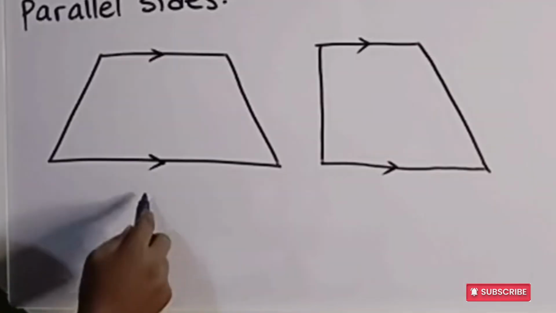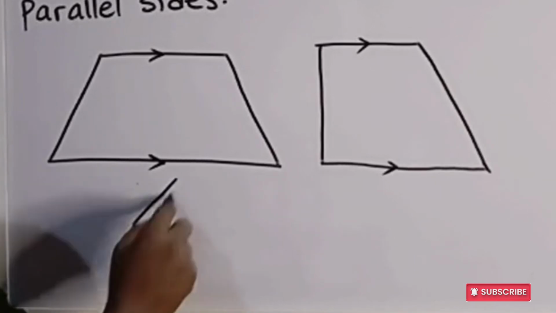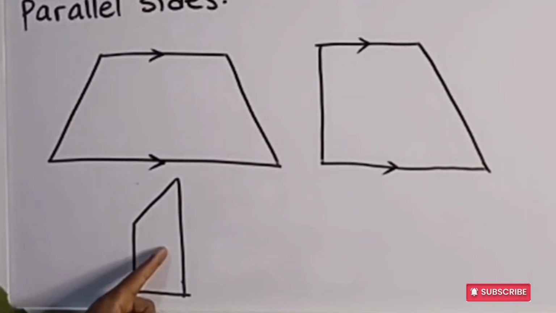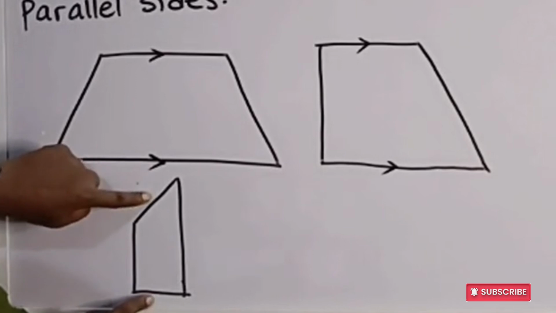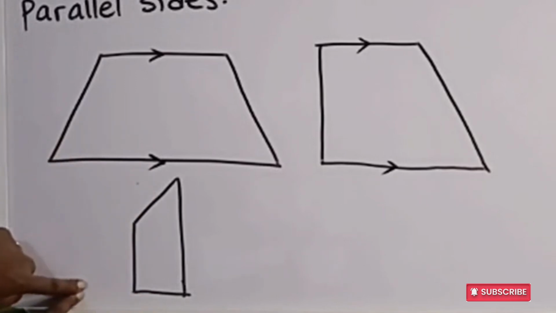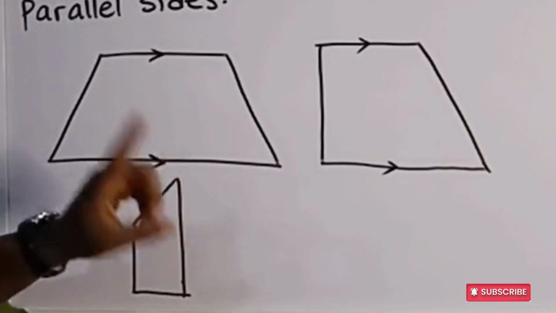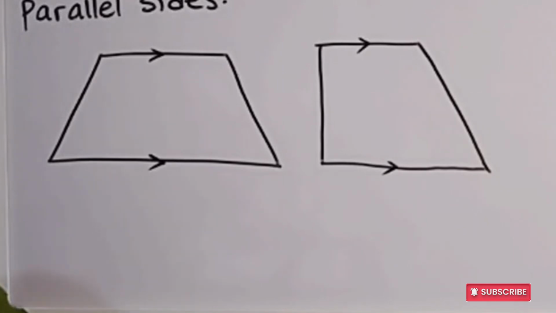You can also draw it in this form. So this is also a trapezium. These two sides are parallel, but these two sides are not parallel. They will meet. So once you have one pair of parallel sides, that shape is a trapezium.